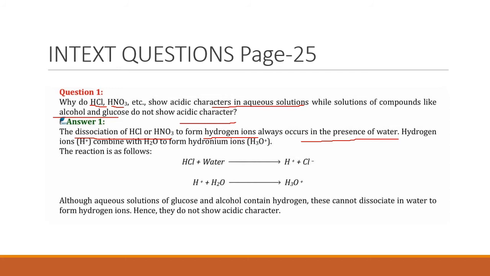The hydrogen ions thus formed combine with water to form hydronium ions. As per the equation, HCl in water gives H plus ion. The H plus ion combines with water to form H3O plus ion, known as hydronium ion. Whereas compounds such as glucose and alcohol, even though they contain hydrogen atoms in their molecular formula, this hydrogen atom cannot dissociate in water to produce hydrogen ions. Hence, they do not show the acidic character.